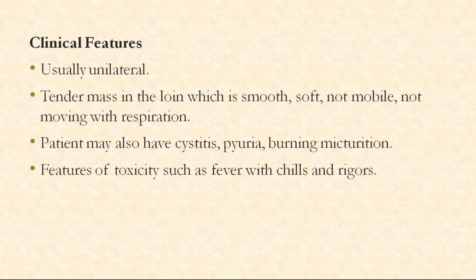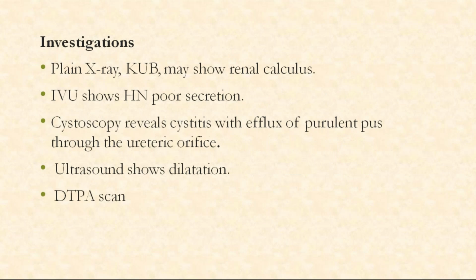Next, the patient may have cystitis, an infection of the urinary bladder. Some pyuria, pus may pass through the urine. The patient may have burning micturition. These are all due to some enterobacterial infection. Next, if it is severe, the patient may have toxicity manifestations like fever, chills, and rigors. If you do not treat in time, the patient may go into shock, with fever, chills, and rigors.